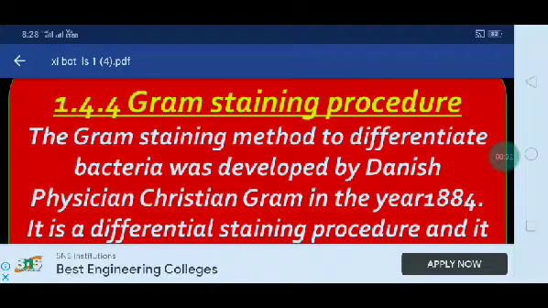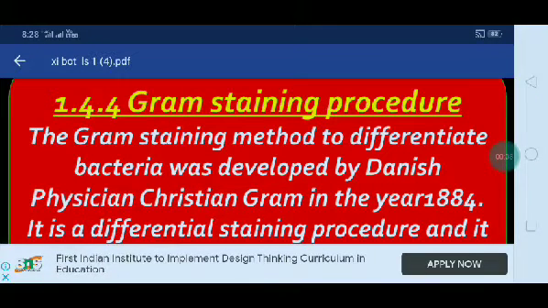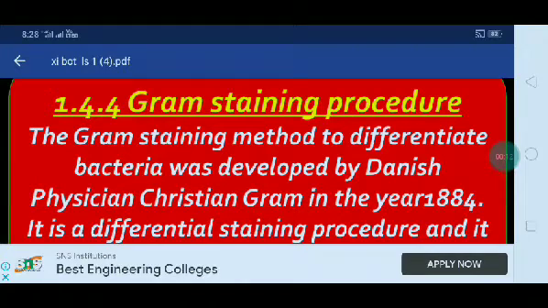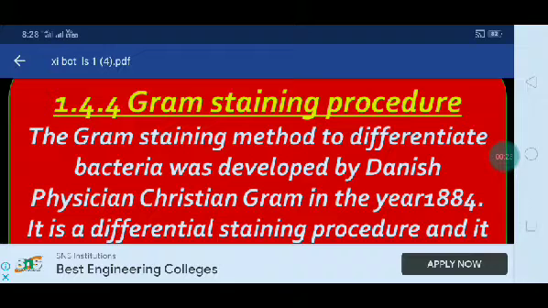Okay, good morning, students. Today we are going to see another topic, the Gram staining procedure. What are the techniques mostly present in bacterial staining? The first one is the Gram staining procedure. We have to see it one by one. The Gram staining method is very important to differentiate bacteria.